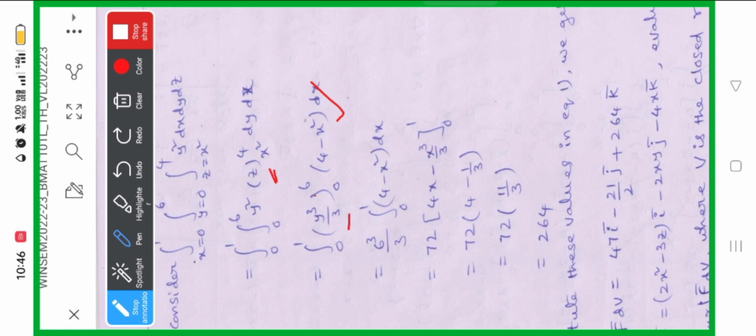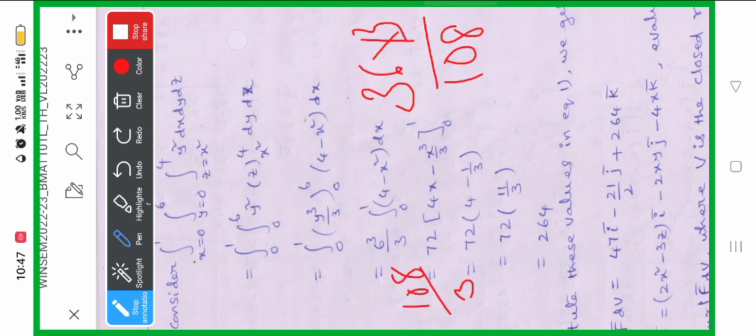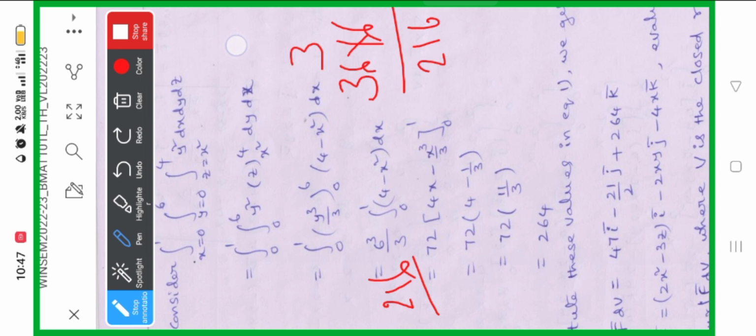Now you have to enter the upper limit because the lower limit is 0. As y is equal to 6, the upper limit is 6. So 6 cube by 3. And here the limits for x are 0 to 1, taking the constant 4 minus x square dx commonly outside. 6 cube is nothing but 216 over 3.